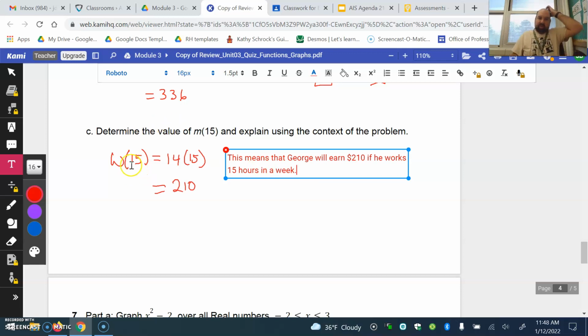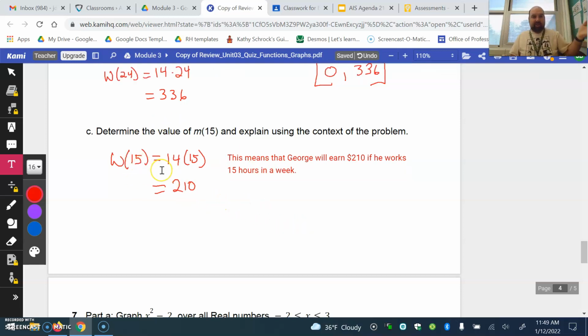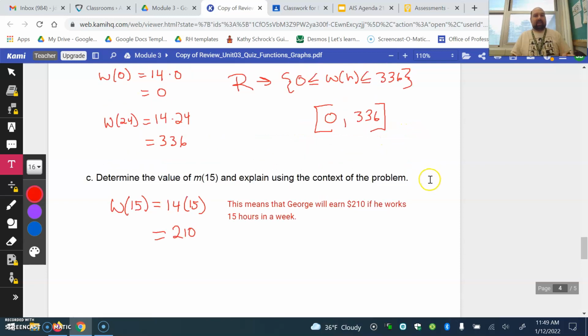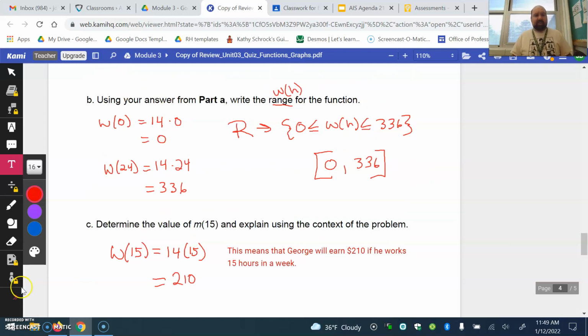So whatever number we're substituting in for H is our number of hours. When we plug it into our formula, our function, we get a number back. That's how much is earned. That is what this means by in the context of the problem. Again, not some super overcomplicated math here. In fact, pretty simple math, but that is question 6.